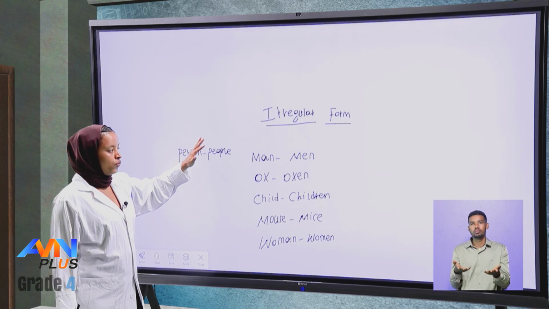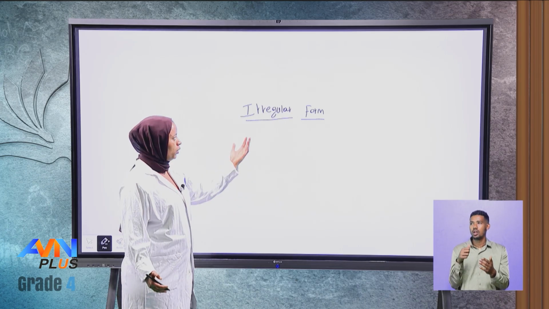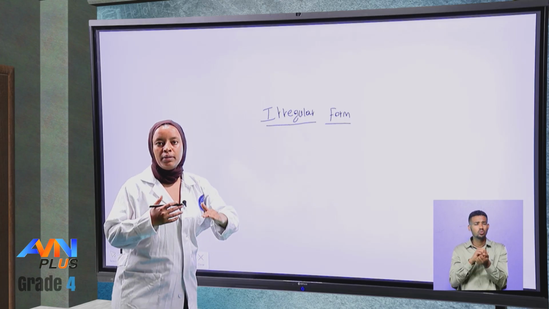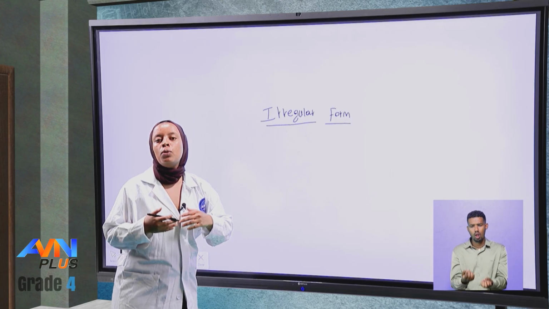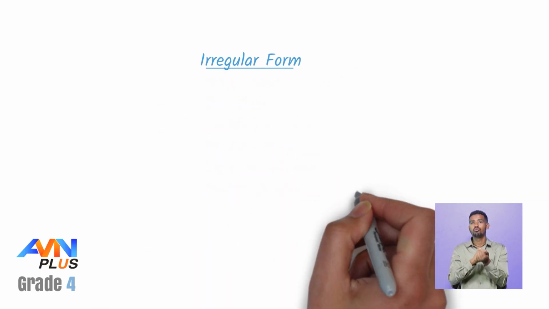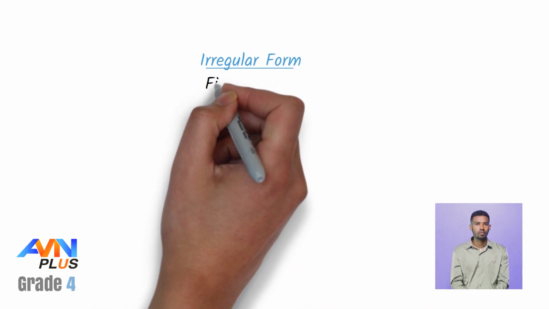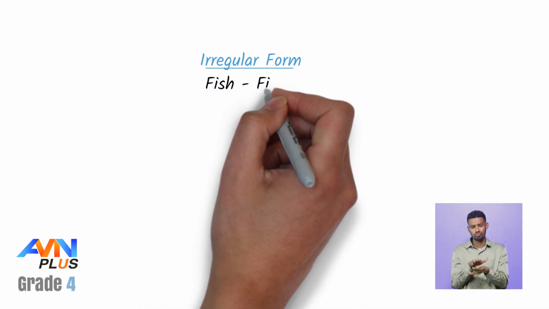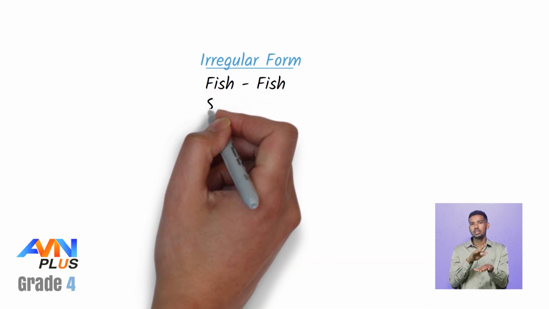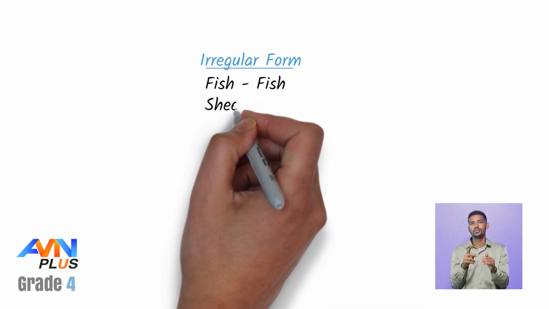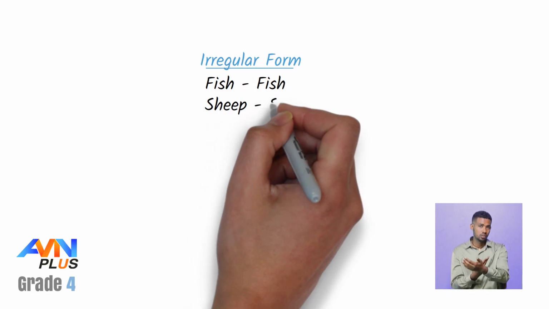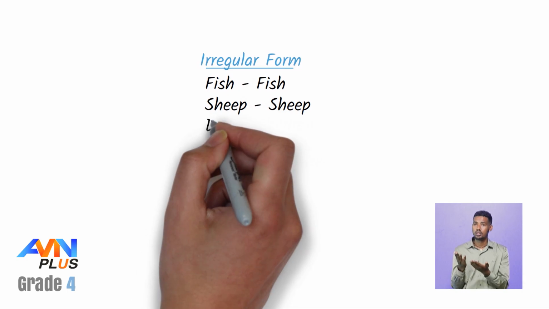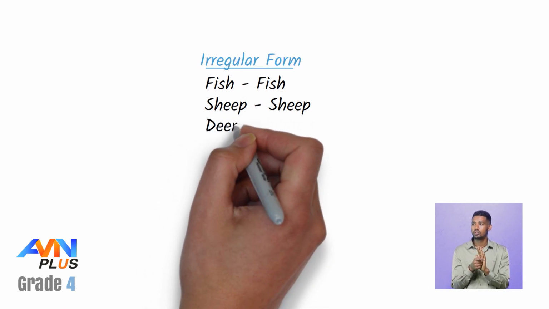Here is another rule in irregular forms. Some nouns don't change when they are singular, also plural. For example, fish becomes fish. Sheep becomes sheep. Here is also, let us say, deer becomes deer.